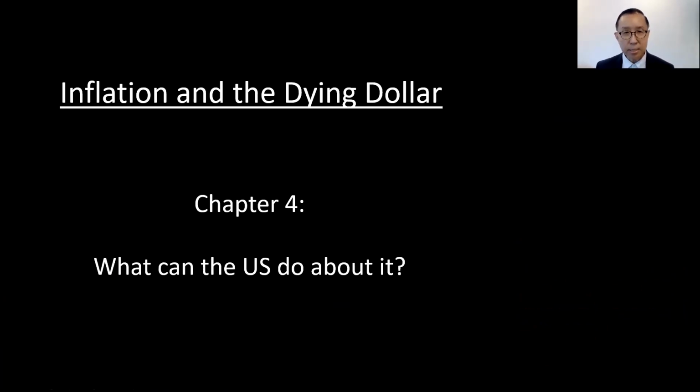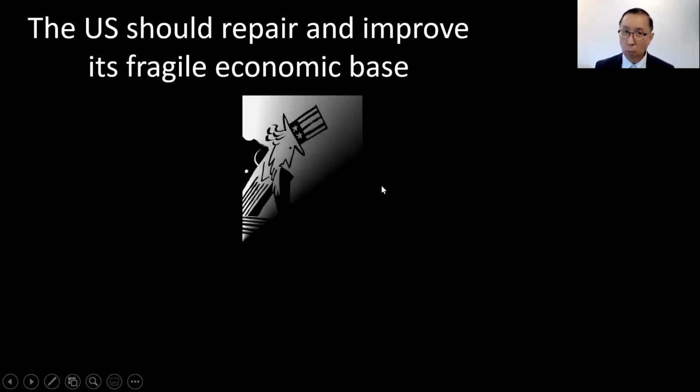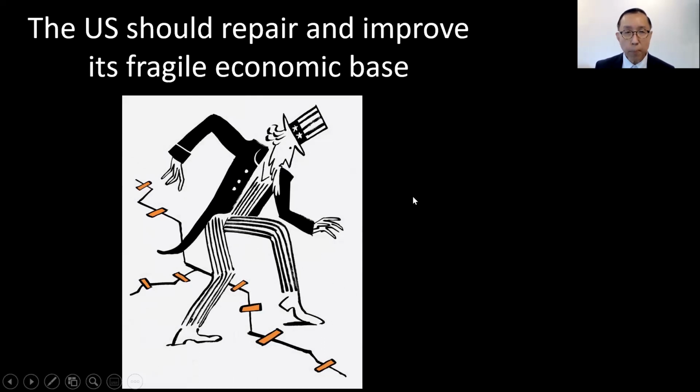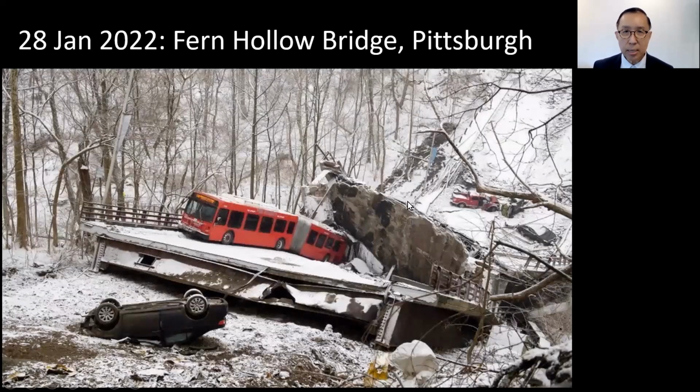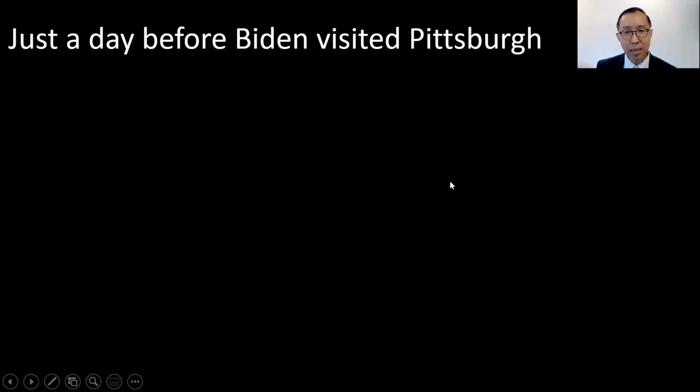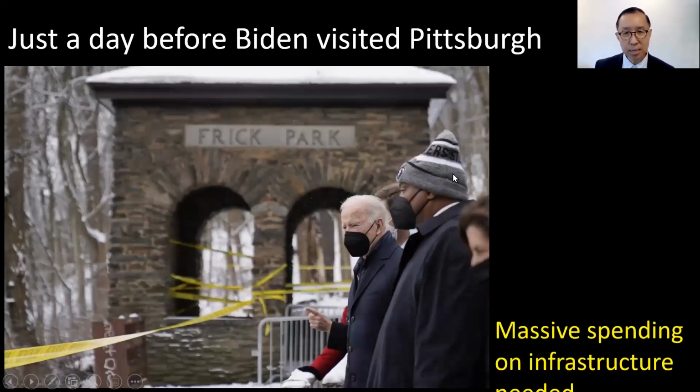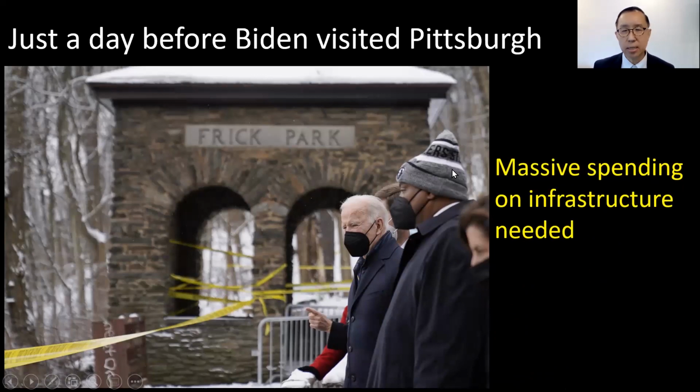Remember just now I said that Jerome Powell couldn't do much to protect the US dollar? Well, what else can the US do? For one, it must do something to repair and improve its fragile economic base. Let's take it as one example. In January this year, there was a bridge in Pittsburgh. It collapsed overnight. And this was one day before Joe Biden visited the city. What this shows is that there's a lot of infrastructure work that needs to be carried out in the USA.